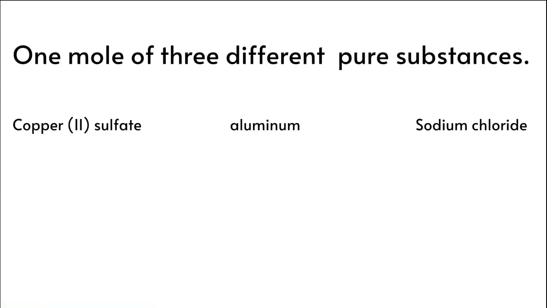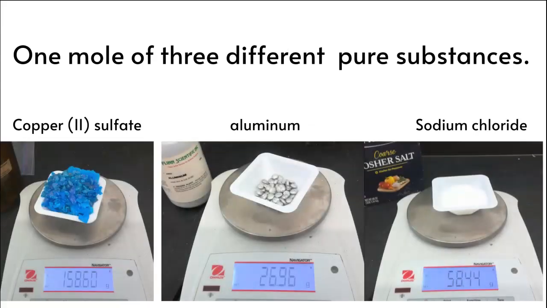All three pictures represent 1 mole: 1 mole of copper sulfate, 1 mole of aluminum, and 1 mole of sodium chloride. Take a look in the center. The aluminum contains a few silver pellets, about 1 layer thick. It has a relatively small mass compared to the one on the left, copper(II) sulfate. That heaping, almost overflowing container also contains 1 mole of those blue crystals, with a much greater mass.